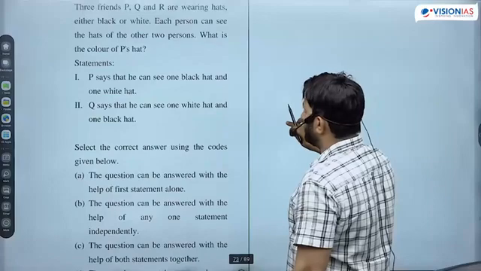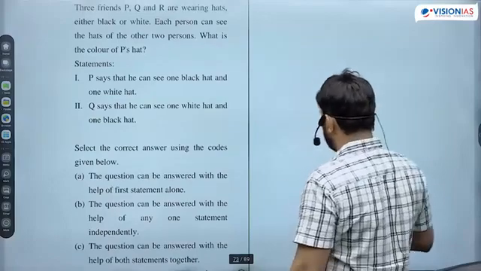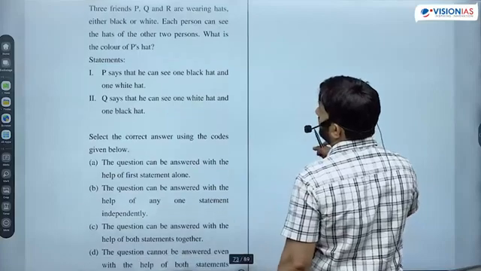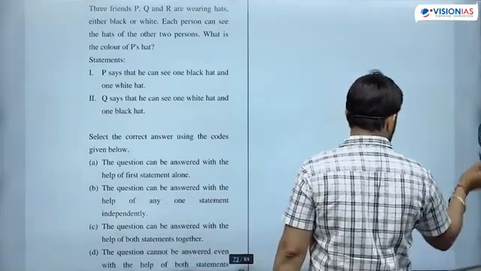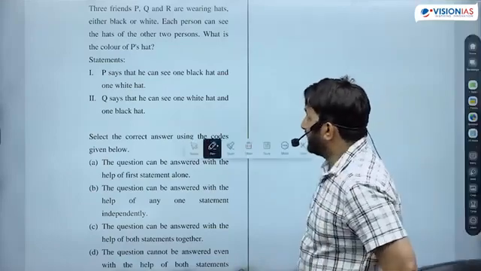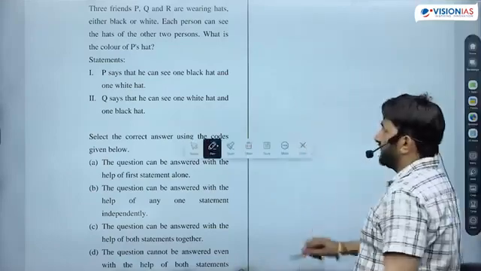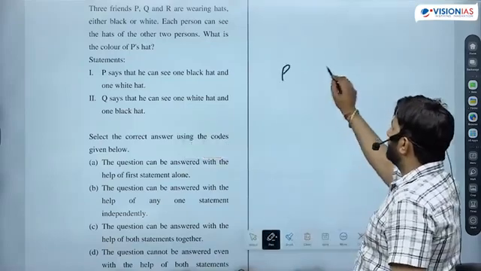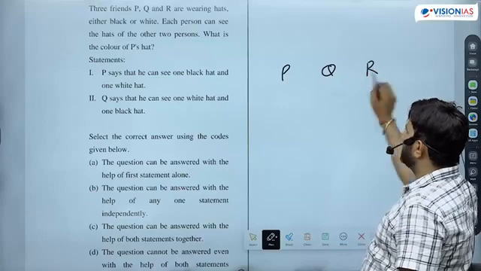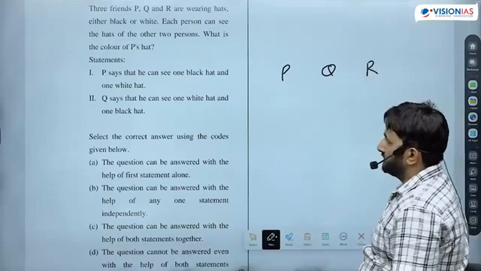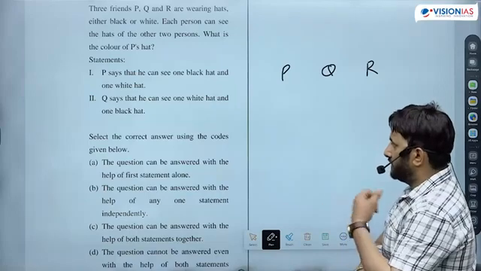Three friends P, Q and R are wearing hats, either black or white. Each person can see the hats of the other two persons. What is the color of P's hat? First information.